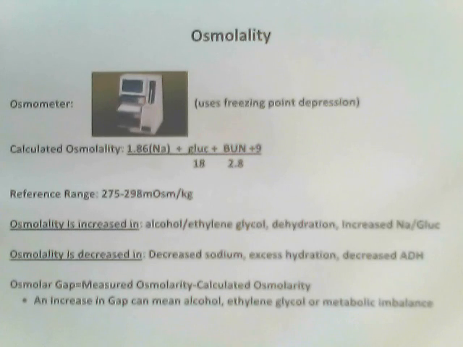Another parameter that the physicians might use is an osmolar gap. In order to calculate the osmolar gap, we take the measured osmolality, which we could get from the osmometer, minus the calculated osmolality, which we get from the calculation above, and that will give us our osmolar gap. If you have an increase in your osmolar gap, it can mean that the patient has alcohol intoxication or ethylene glycol intoxication, or possibly a metabolic imbalance.